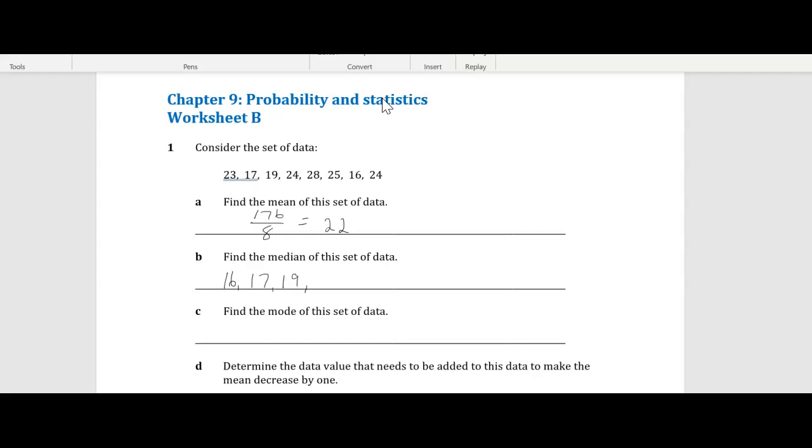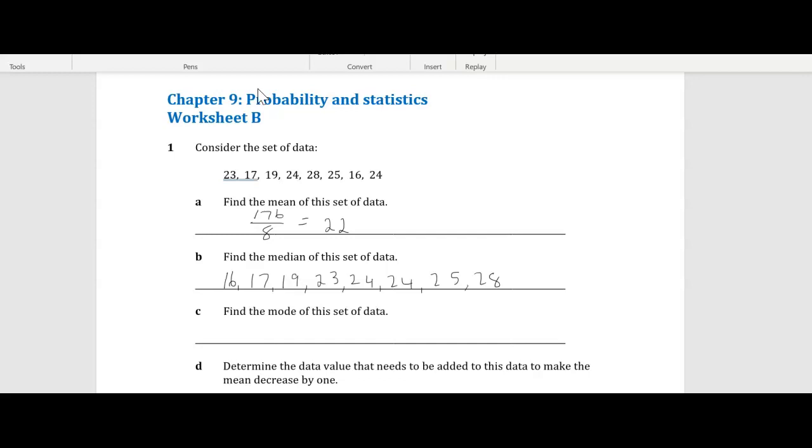What's next? 23, 2 24s, 25, and 28. So let's just make sure we've got all 8 numbers. 1, 2, 3, 4, 5, 6, 7, 8.